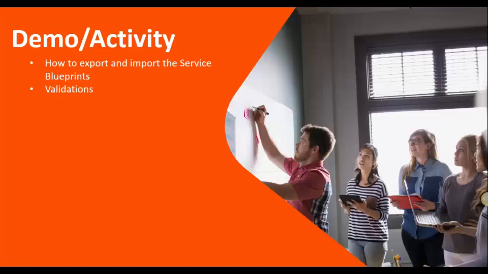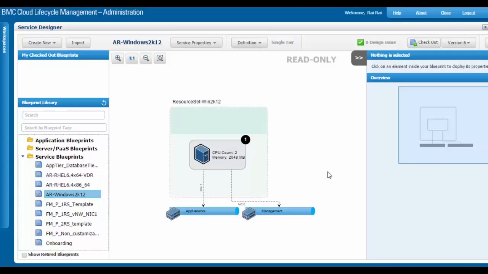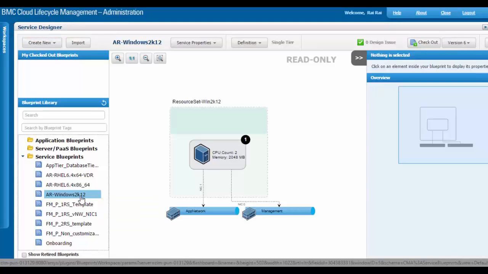During the demo, we will talk about how to export and import the service blueprints, and we'll also talk about validations. Let's switch to Cloud Administration Console and talk about these steps. Okay, I'm on our BMC Cloud Lifecycle Management Administration Console and have already switched to Service Designer workspace, and I have already rendered one of my service blueprint.